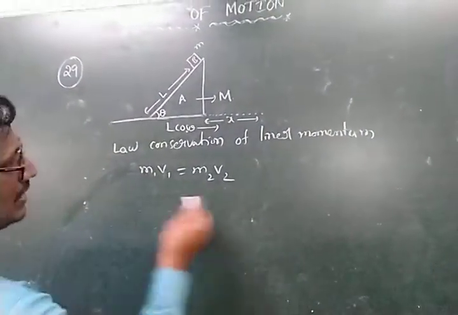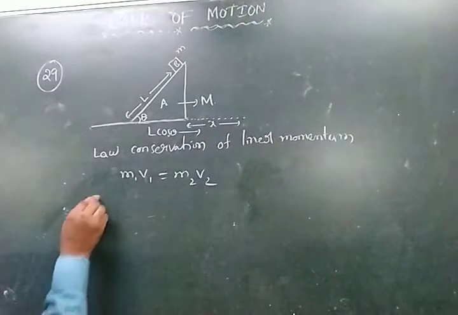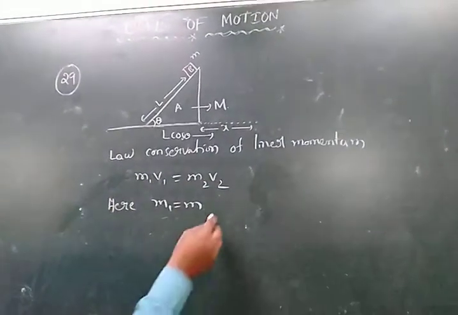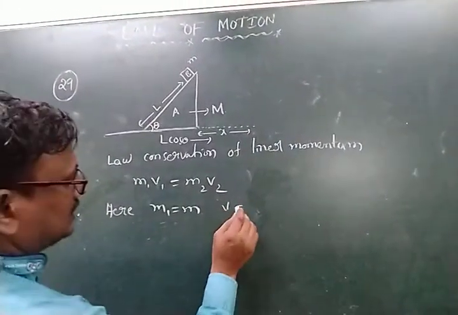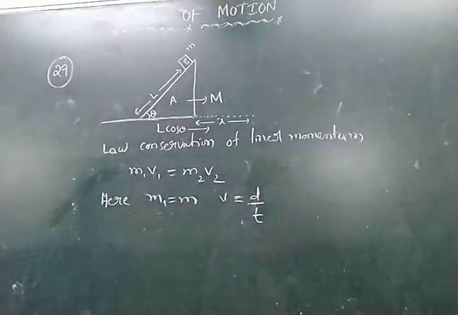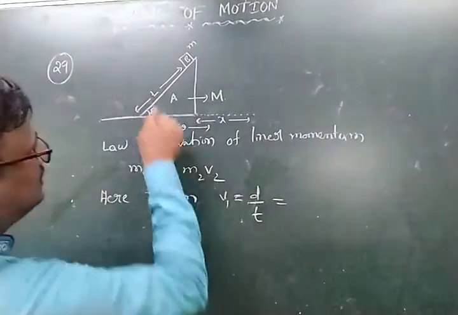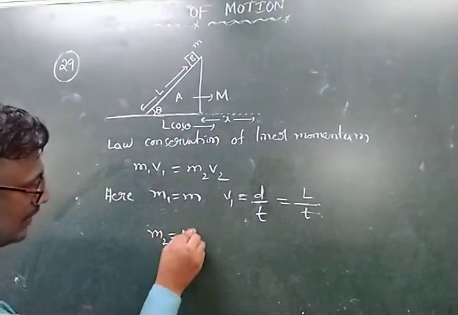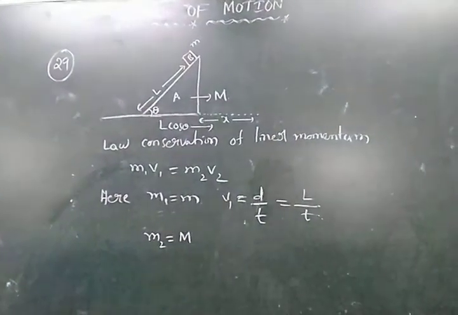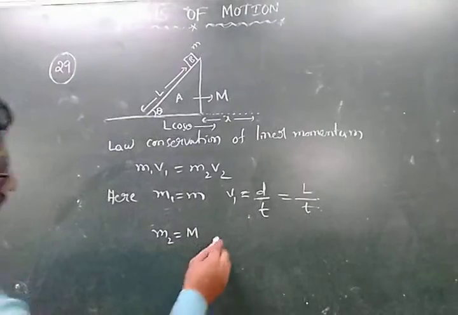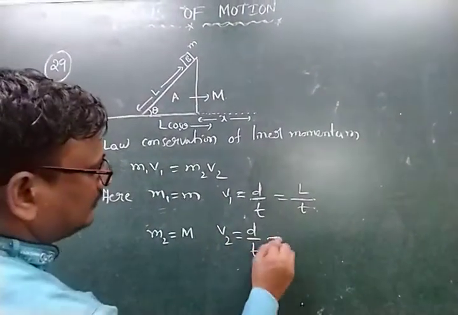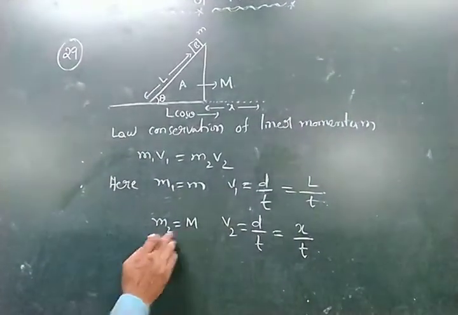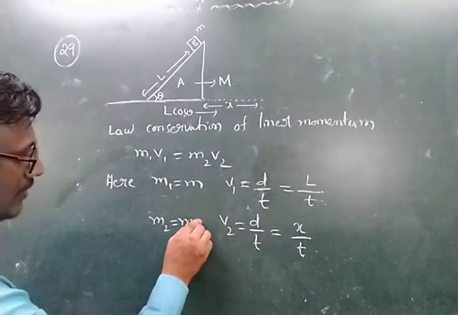Now consider m1 is equal to m, and velocity v1 is equal to distance by time, that is L by t. And m2 is equal to capital M, and v2 is equal to distance by time, that is x by t. Here the mass m2 is considered as the total mass, small m plus capital M.